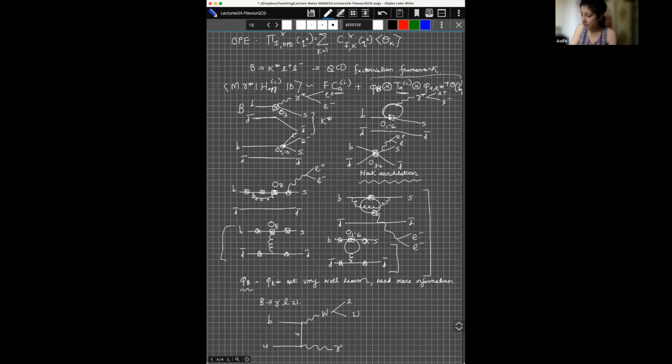We already have a lower bound, so the first moment of this B meson distribution amplitude is called lambda_B. The first moment of phi_B, and we know that it should be greater than 238 MeV. But that's all that's known. So hopefully Belle II might give us some interesting information about this.